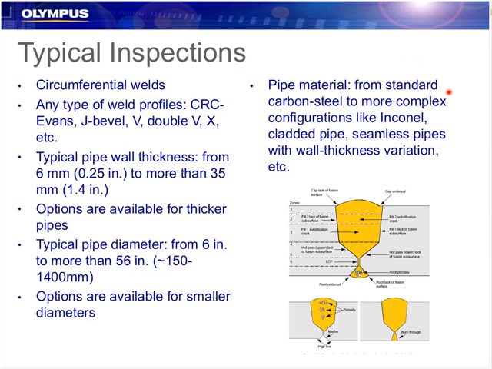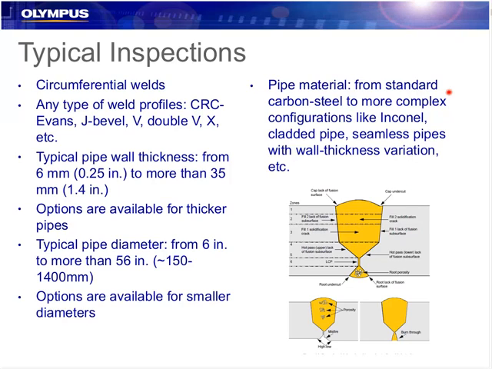The typical range for the standard PipeWizard system is about 6 millimeters to 35 millimeters. And it doesn't mean that things can't be done for thinner and thicker. We just have to adapt a little bit in order to apply the same technique to thicker or thinner pipes. Typical diameters are 6 inches to 56-inch outside diameter. Again, we do have specialized cases in the past where if we need to go lower or higher, it's just a variation of mechanics and the technique a little bit.